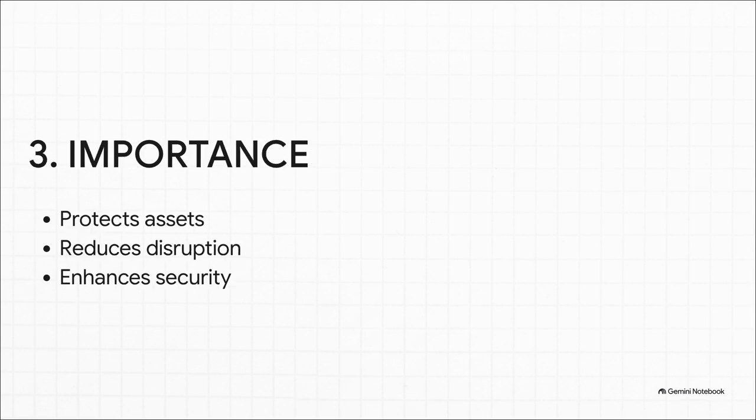Heading number 3, importance. Why does this matter? It protects critical information and technology assets, reduces likelihood of disruptions and data loss, enhances security and compliance, optimizes use of IT resources, supports business continuity and resilience, and improves stakeholder confidence and trust. Think about reducing disruptions for a second. If you prevent a massive system crash during Black Friday, you aren't just saving some data. No way. You are literally saving millions of dollars and rescuing the company's entire reputation.